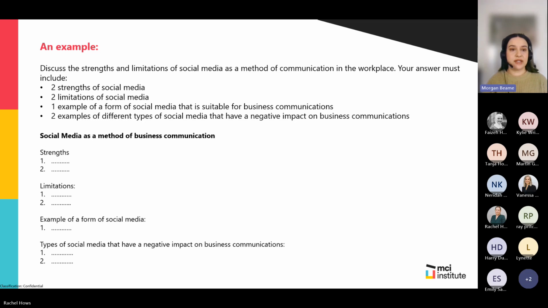So we do have a quick example here. This is a discuss question. It's asking for 2 strengths, 2 limitations, an example of a form of social media, and then 2 examples of different types of social media that have a negative impact on business communications. So you've got the different parts that you need to answer for that question. An easy way to set out your answer would be to just break it down into those 4 parts. So you've got your 2 strengths, your 2 limitations, your example, and then your 2 examples at the end.